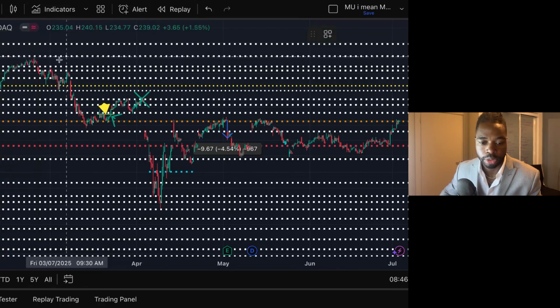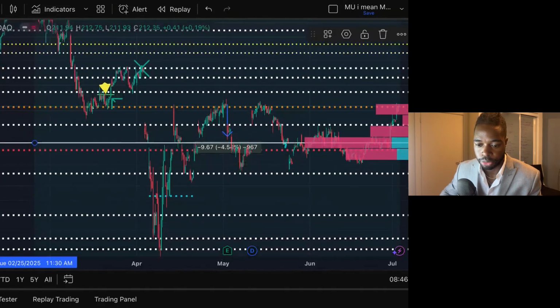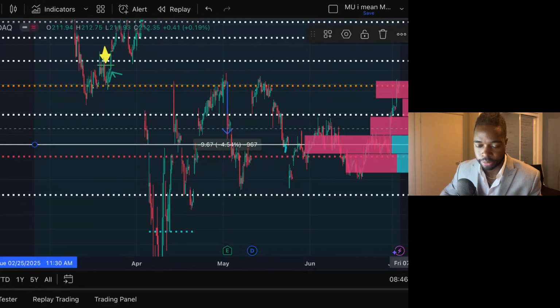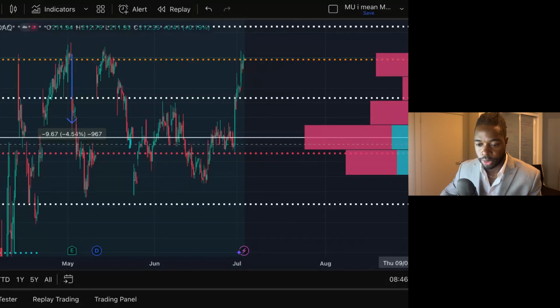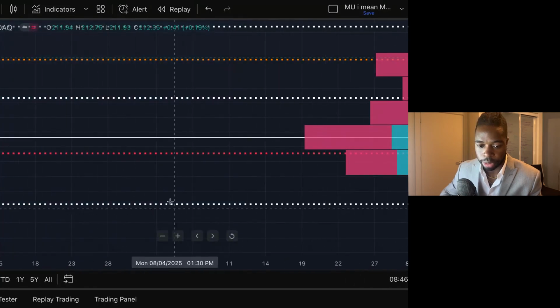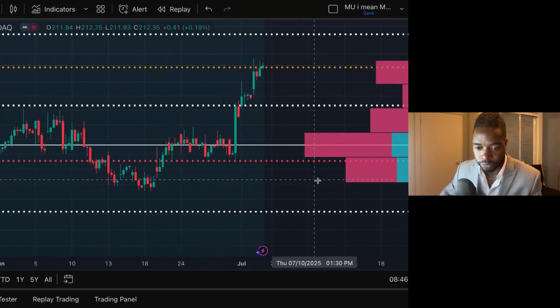So what do I mean? We'll see. So we're going to go from here over. So as you can see here on the right hand side, this is showing us areas where there is a lot of volume. So the biggest peaks are going to show where we have the most volume.